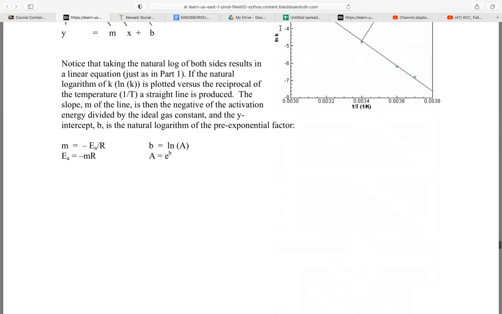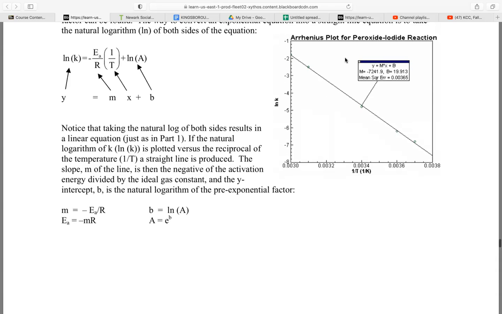You say, I did the Arrhenius graph. I got a slope of, say, minus 7,000. Plugging that into minus the slope times R gives me an activation energy of however many kilojoules per mole that works out to be. The y-intercept was 4.7. So the Arrhenius constant is E to the 4.7, which is whatever that works out to be.